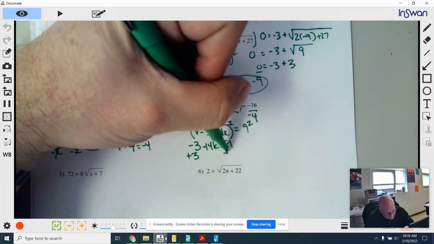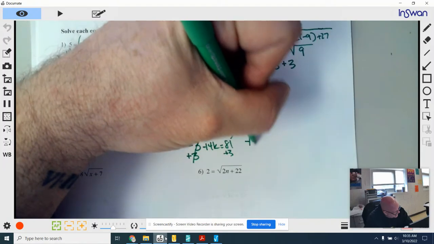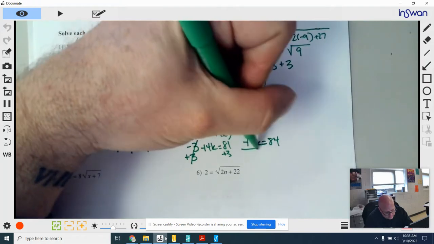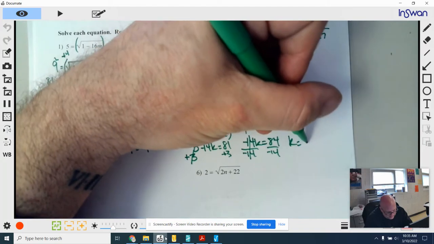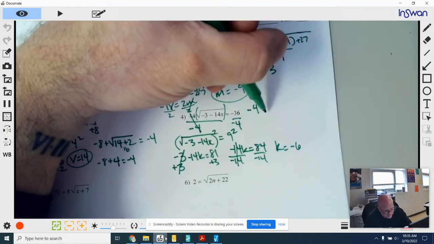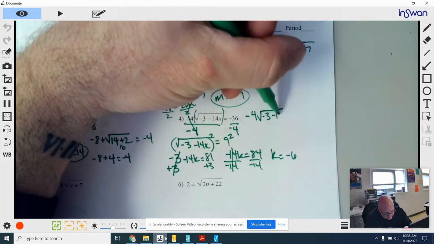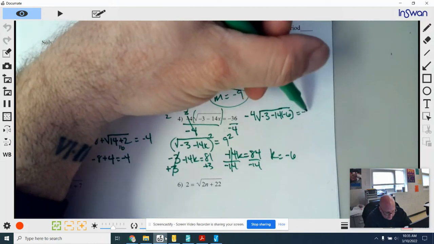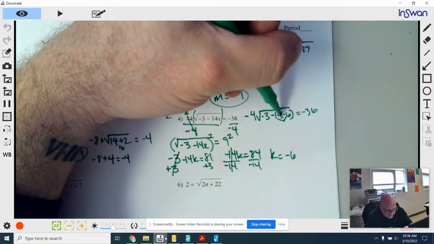Okay, so we're going to do plus 3. That cancels. If I take negative 14k is equal to 84, and then divide both sides by negative 14. So k is going to equal negative 6. Okay, again, we have to check it out. So negative 4 times the square root, negative 3 minus 14 times negative 6 equals negative 36. Okay, so negative 14 times negative 6 is 84.